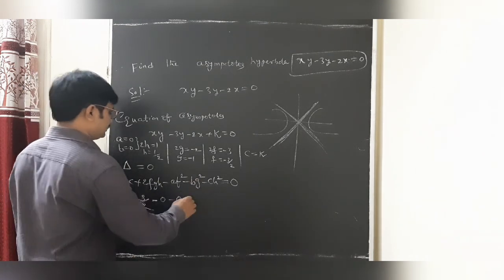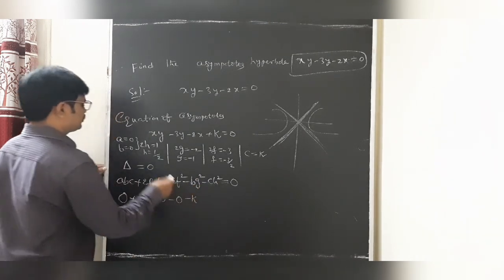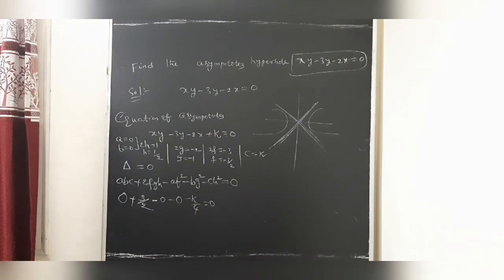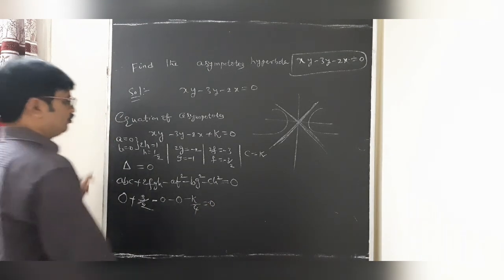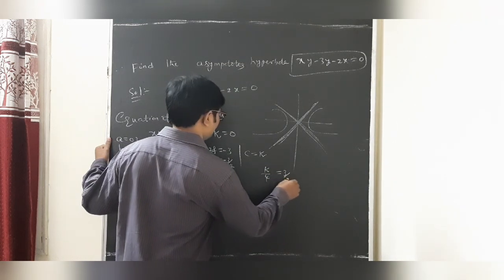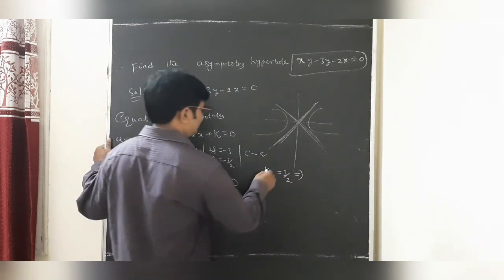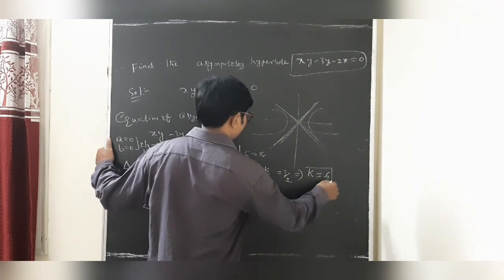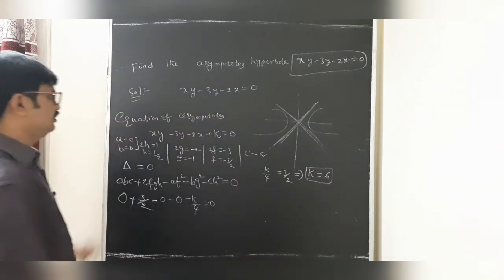What is c? c is k, and h square is 1 by 4. So we are taking ch square as k by 4. K by 4 equal to 3 by 2. So what is k? K is 6. We got the k value as 6.